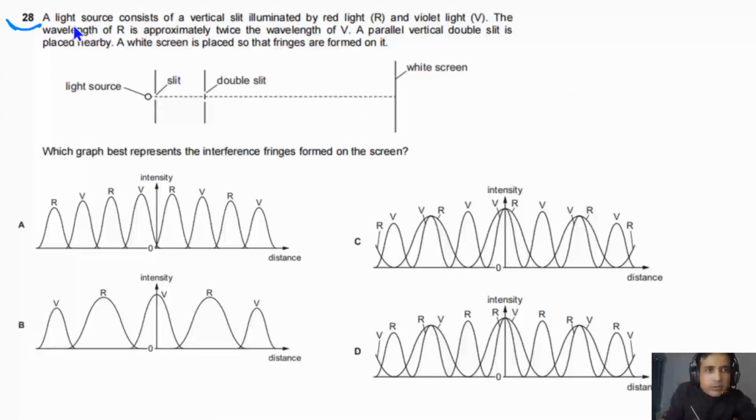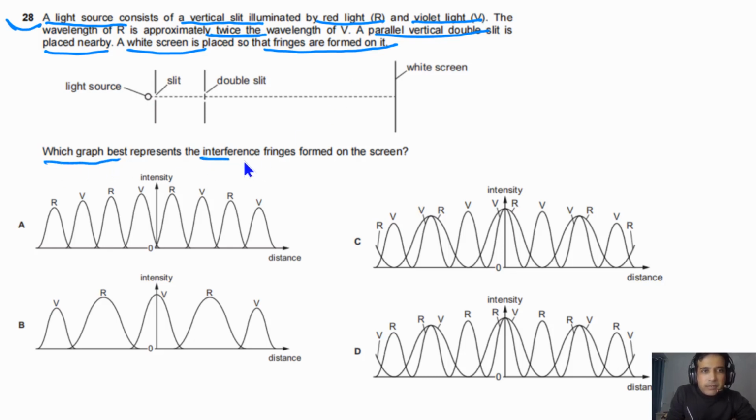For question number 28, we are given a light source consisting of a vertical slit illuminated by red light and violet light. The wavelength of red light is approximately twice the wavelength of violet light. A parallel vertical double slit is placed nearby, and a white screen is placed so that fringes are formed on the screen. Which graph best represents the interference fringes formed on the screen? This question is about double slit.